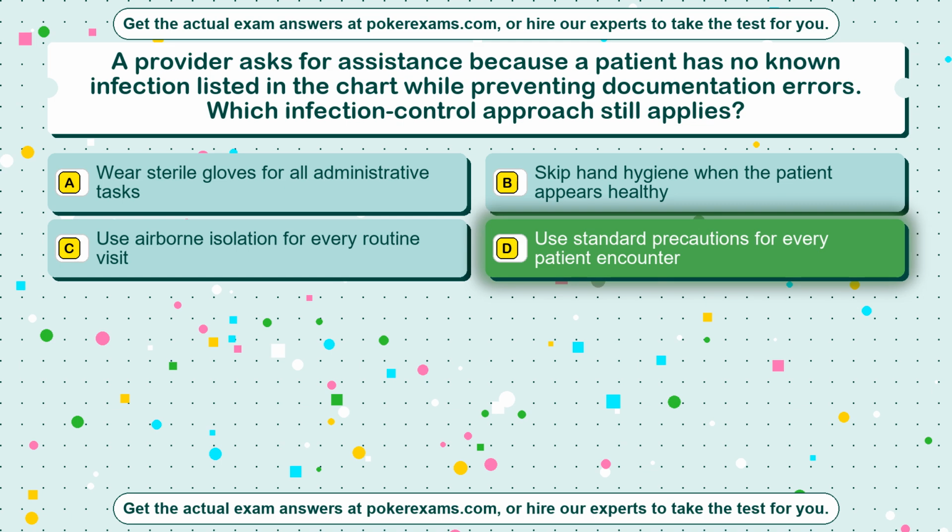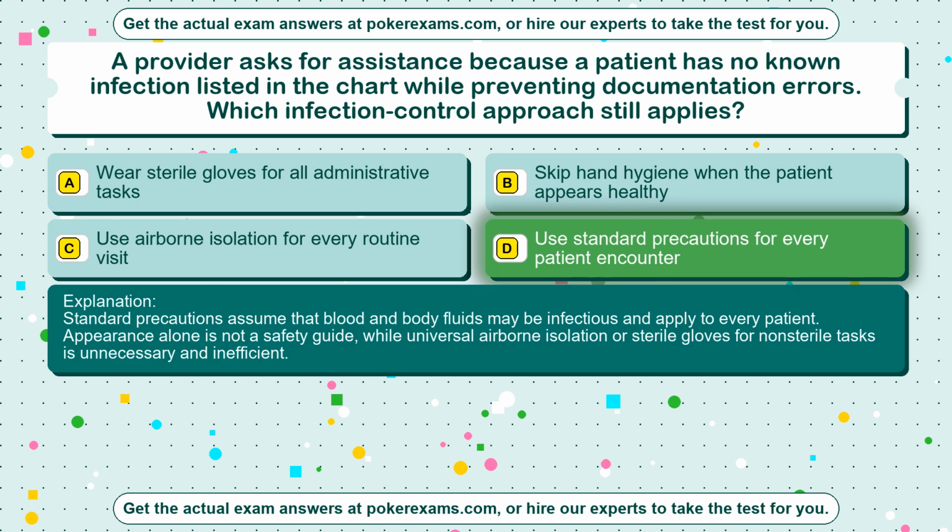Use standard precautions for every patient encounter. Standard precautions assume that blood and body fluids may be infectious and apply to every patient. Appearance alone is not a safety guide, while universal airborne isolation or sterile gloves for non-sterile tasks is unnecessary and inefficient.